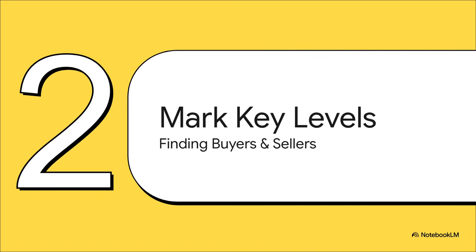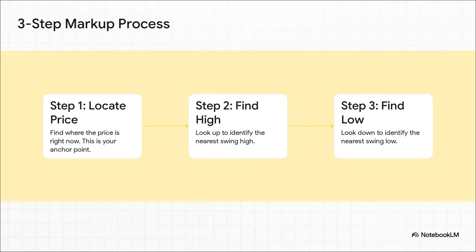All right, next up, marking your key levels. Now that we have our satellite view, it's time to pinpoint where the action is happening. We're finding the buyers and the sellers. And the process for this, Trades by Sai makes it so simple. It's just 3 steps. Step 1, find out where the price is right now. That's your starting point. Step 2, look up and find the closest swing high. Step 3, look down and find the closest swing low. That's literally it. No overthinking, no complexity.